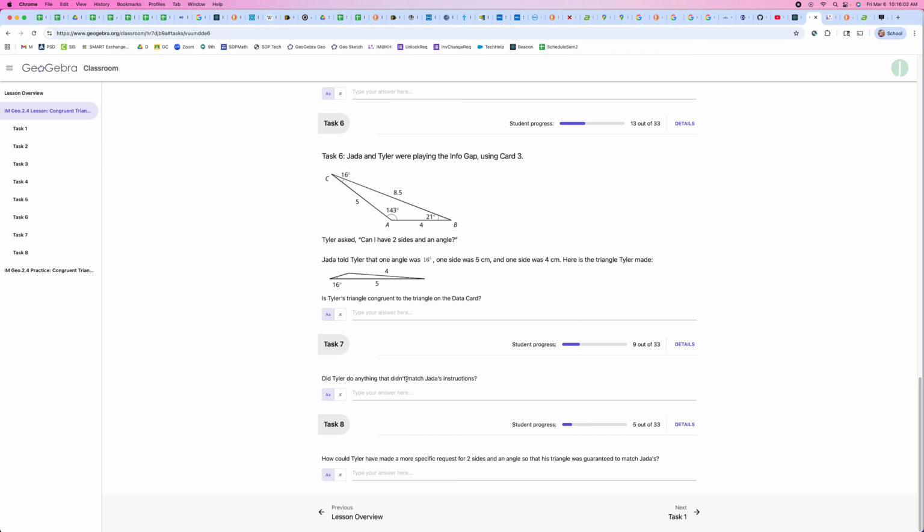Did he do anything that doesn't match her instructions? I don't think so. He said, I'm going to take the 16-degree angle. He mapped it out. And then he put the 5-centimeter segment on that edge. And then he put a 4-centimeter segment on that edge. Boom. And then he just connected the ends and he got a triangle. So the question, though, is how could he have been more specific to request 2 sides and an angle so this triangle was guaranteed to match Jada's?